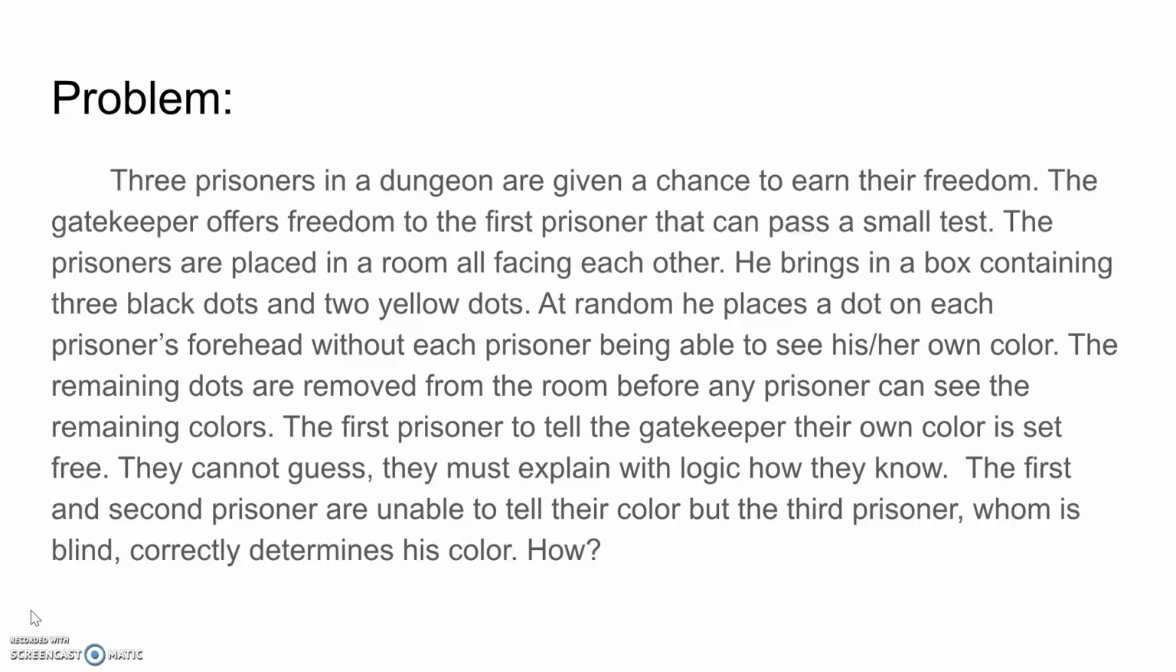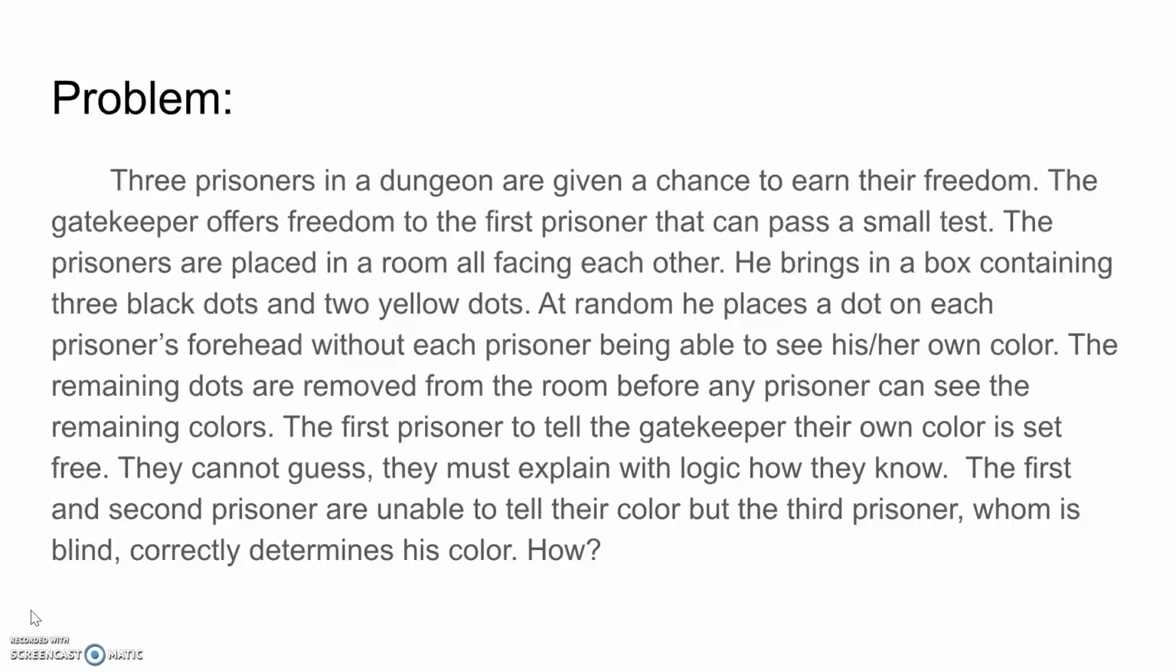He then brings in a box containing 3 black dots and 2 yellow dots. At random, he places a dot on each prisoner's forehead without the prisoner being able to determine their own color. The remaining dots are removed from the room before any prisoner can see what's left in the box.